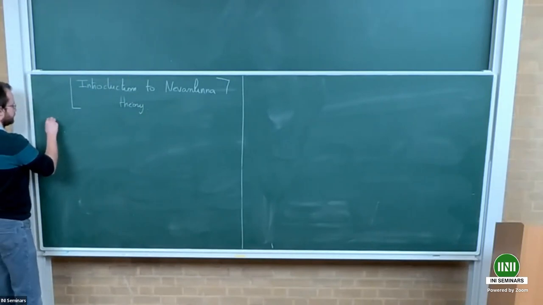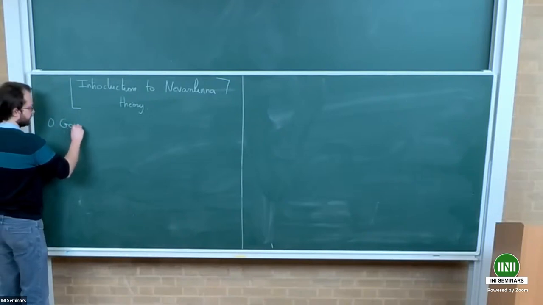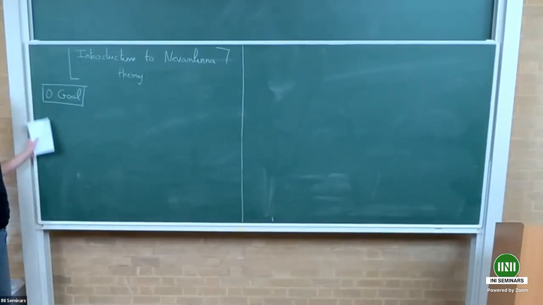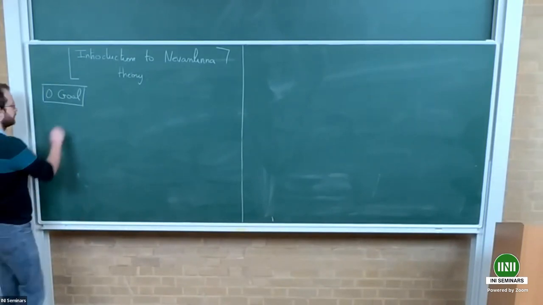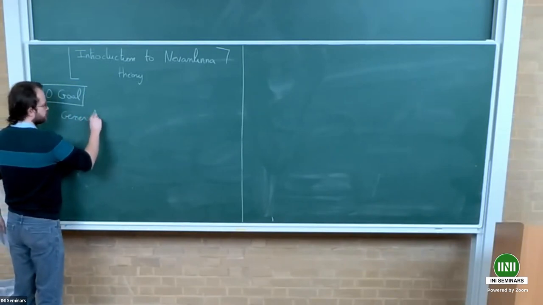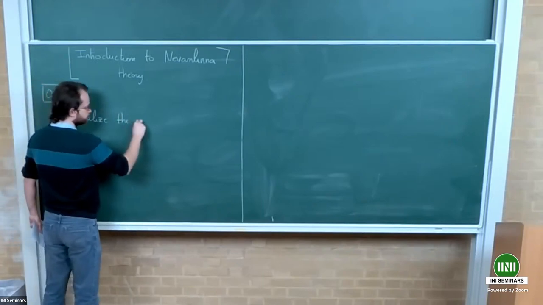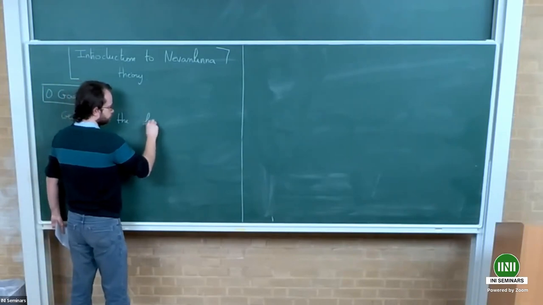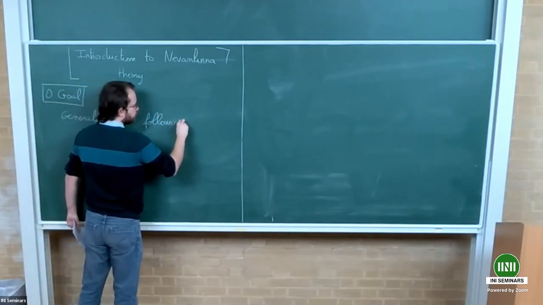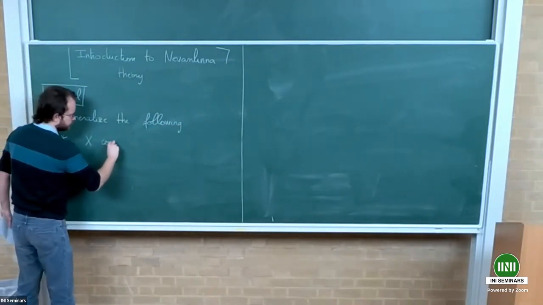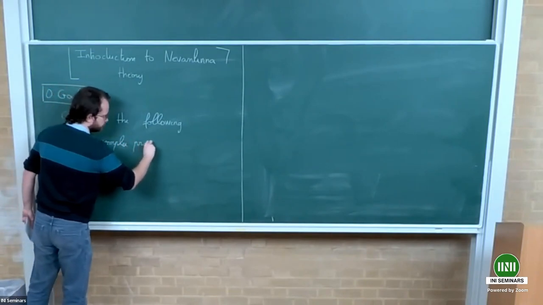Let me start by explaining what the goal of this first hour will be. The way I look at Nevanlinna theory is mainly to generalize to a transcendental setting some very classical results that are known in classical intersection theory. So my goal will be to generalize the following to a transcendental setting. First of all, take a complex projective manifold.